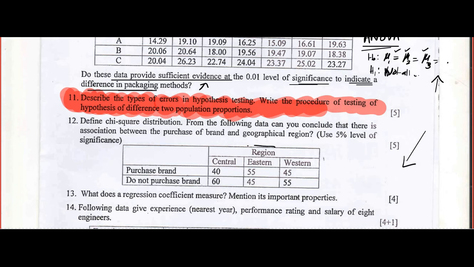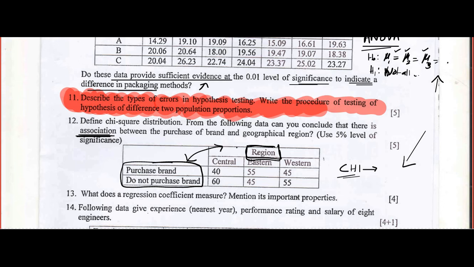How do you know it's chi-squared? Look at this. Is there any association, is there any relation between the region and the purchase brand? So they are asking test of whether these are related or not. Once more I am telling you, please watch the video on how to work out chi-squared distribution for independence of attributes.